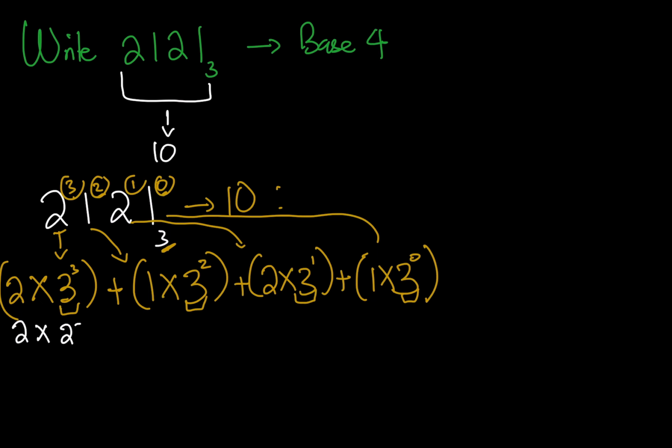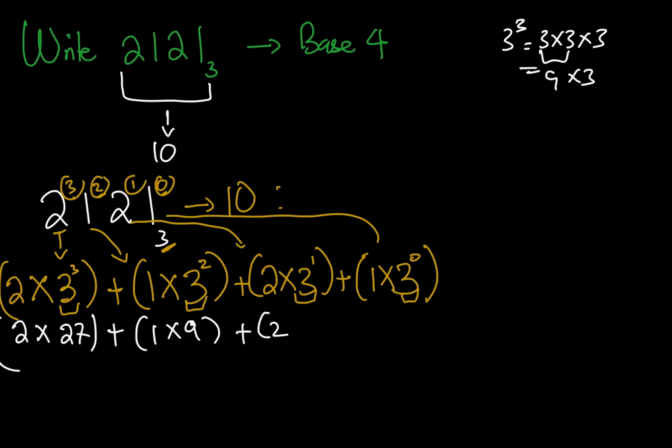This is going to be 27. How do I know that? 3 to the power 3 is 3 times 3 times 3, which gives us 9 times 3, 27. Plus 1 times 9. Plus 2 times 3 plus 1 times 1, because any number raised to the power 0 is 1. Don't forget that.